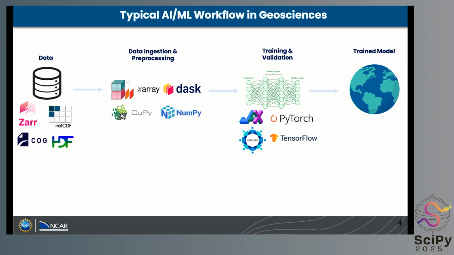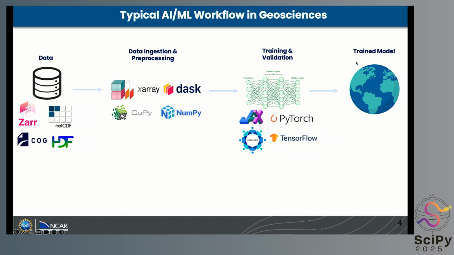Okay, so if we look at a typical AI/ML workflow in geosciences, it starts with data. So we have either Zarr, NetCDF, HDF. We have a lot of fantastic talks and posters this week about all these different packages. There is a component of data ingestion and pre-processing that happens using Xarray, Dask, and some folks use CuPy for GPU-native pre-processing. And then the training and validation using JAX, PyTorch. I don't personally like TensorFlow. I don't think TensorFlow should be used, but yeah, some people like TensorFlow as well.